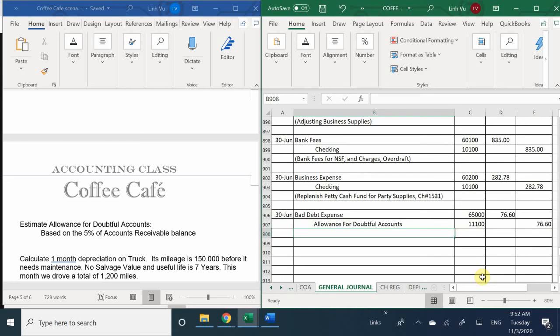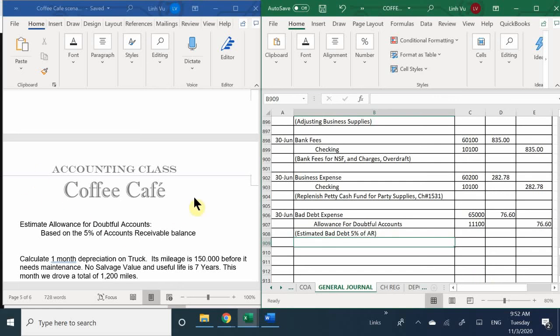Okay, and then in parentheses, what am I going to make a note for? Estimated allowance for doubtful accounts. Okay, estimated bad debt, 5% of AR, accounts receivable. Good. So then we got to go to the ledger.